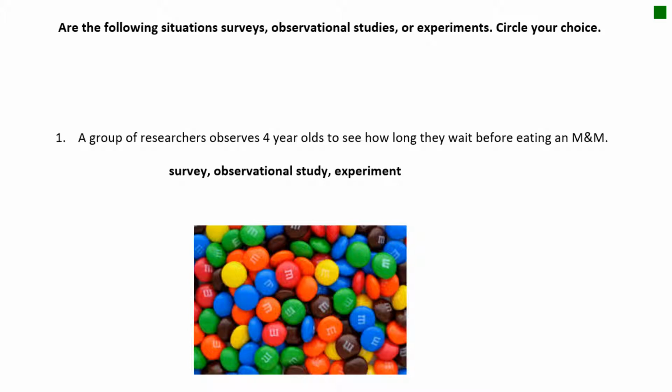A group of researchers observes 4-year-olds to see how long they wait before actually eating an M&M. Okay, people, if you get this wrong, you're not working very hard. Observes, that means it is an observational study. We're watching to see how long it takes for them to eat an M&M. Is that what they really want? We don't know.